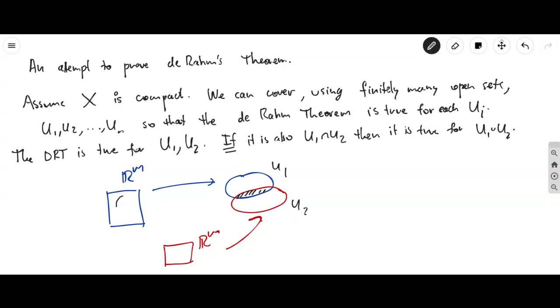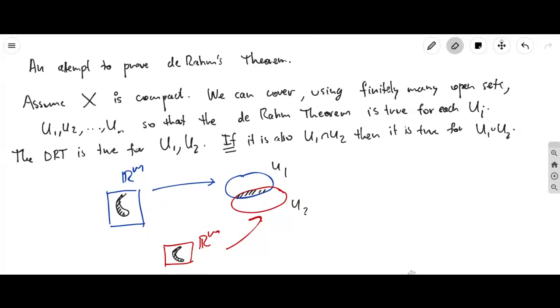It could be that the intersection is something like this. That's not convex. But they could say, well, maybe it's convex over here. Maybe this is convex, and then it's okay, because then this one is homeomorphic to that, and that one is convex, and you can use the Poincaré lemma. But the problem is maybe this one's not convex either. The issue is you do not really know what that intersection looks like in the charts. And that's a problem.